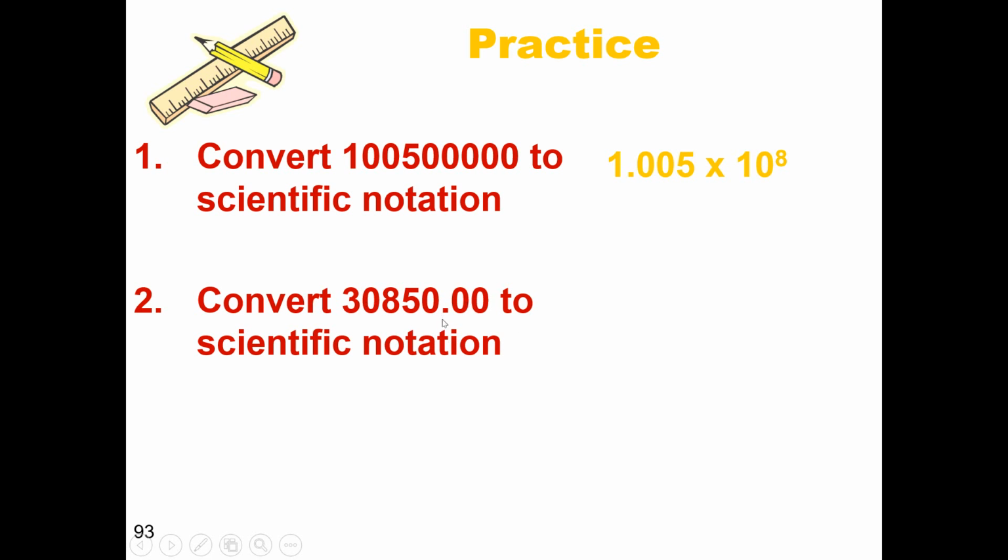In this number, I have 1, 2, 3, 4, 5, 6, 7 significant figures. I need to retain 7 significant figures in my answer, and the decimal is going to move from here to here. And we're going to move it 1, 2, 3, 4 times. So 3.085000 times 10 to the fourth power.